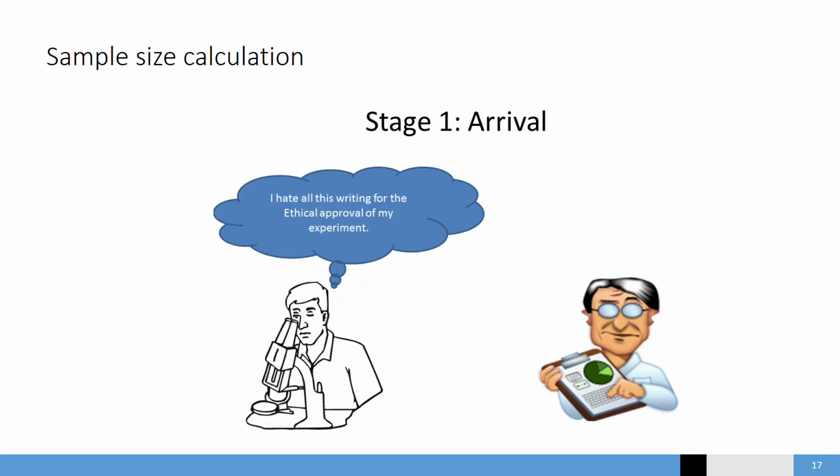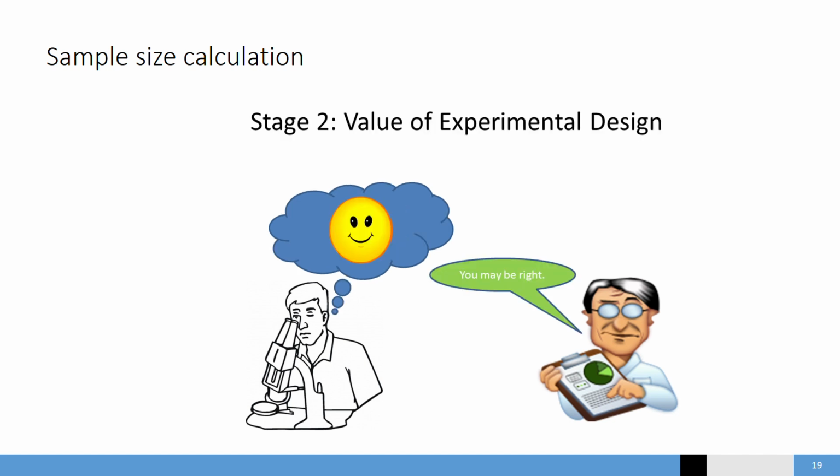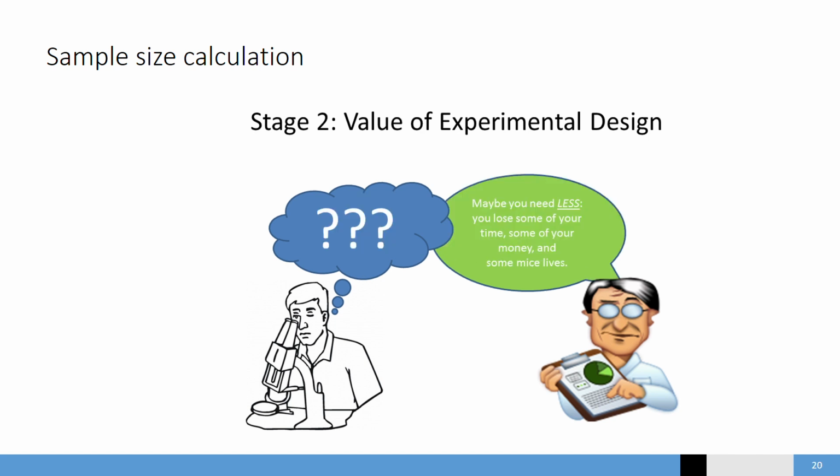What the researcher is thinking is that he hates all this writing for the ethical approval of his experiment. All he cares about is doing the experiment and the excitement of research, and seeing what comes out. And why should he bother talking to a statistician that doesn't know anything about his experiment, biology, anything related to his work? So, okay, you may be right. Now the researcher is happy. You may need fewer animals, so you're losing part of your time, part of your money that you could use for some other experiment. You could use it to pay a student, you can use it to buy more material, and more importantly, you may save some mice lives.